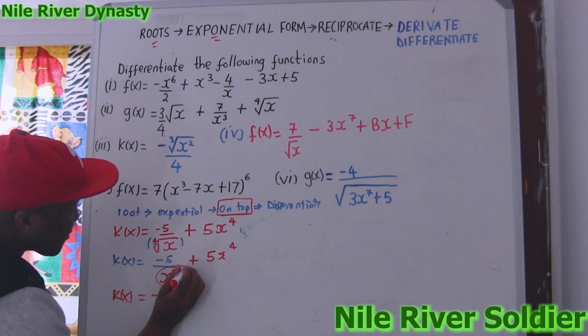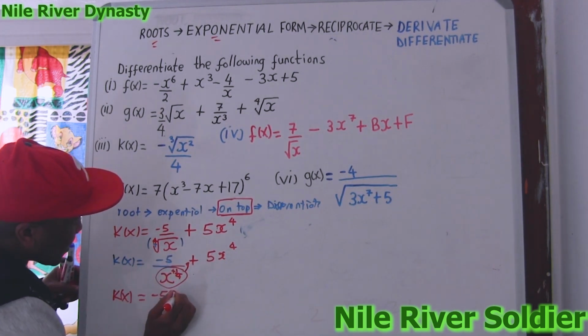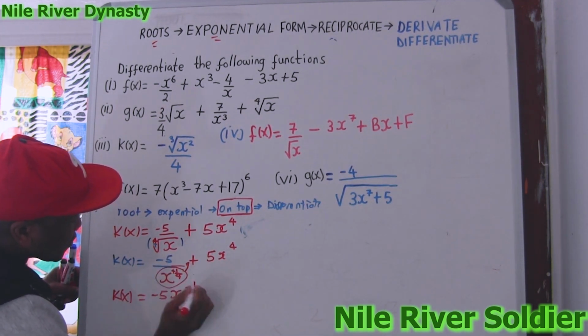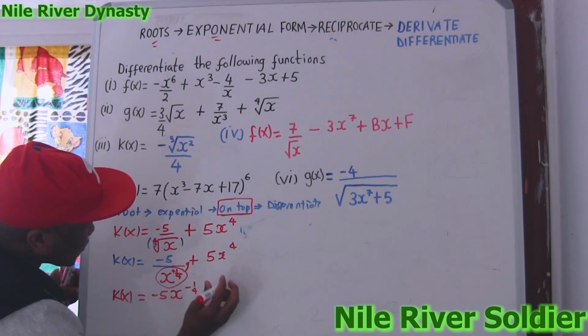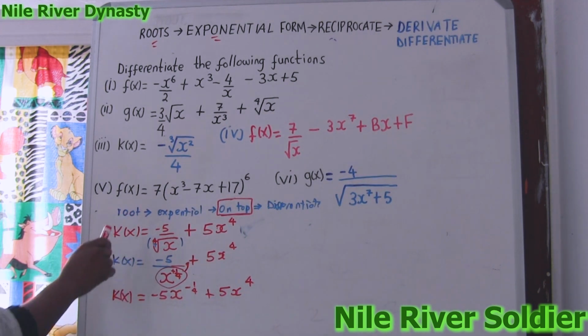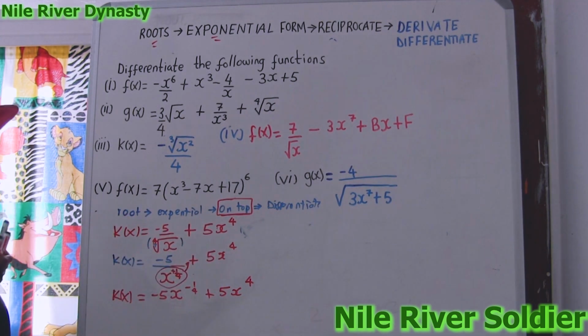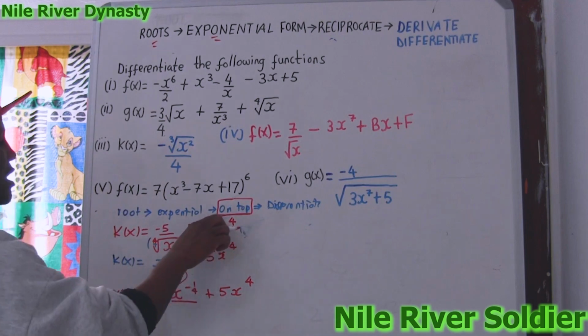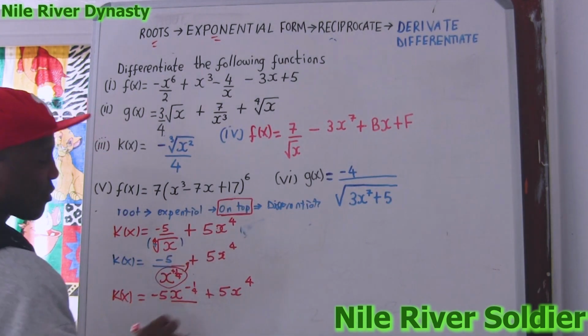So I'll take this to the top, top of the line. So it's going to become x, and then negative 1 over 4, because positive here and the denominator just positive. So plus 4, plus 5, and then x power 4. Oh, so no root. Everything is exponential, you can see. Okay, on top, everything is on top.